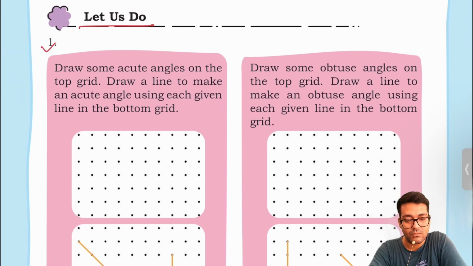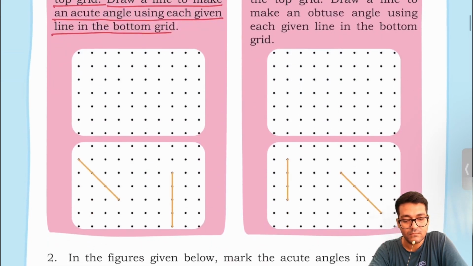Let us do 1. Draw some acute angles on the top grid. Draw a line to make an acute angle using each line given in the bottom grid. You can draw like this. And you can draw like this in the bottom grid to make acute angles.